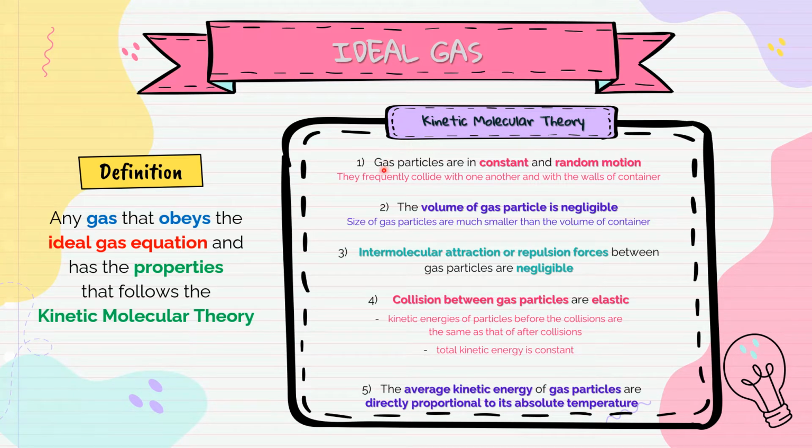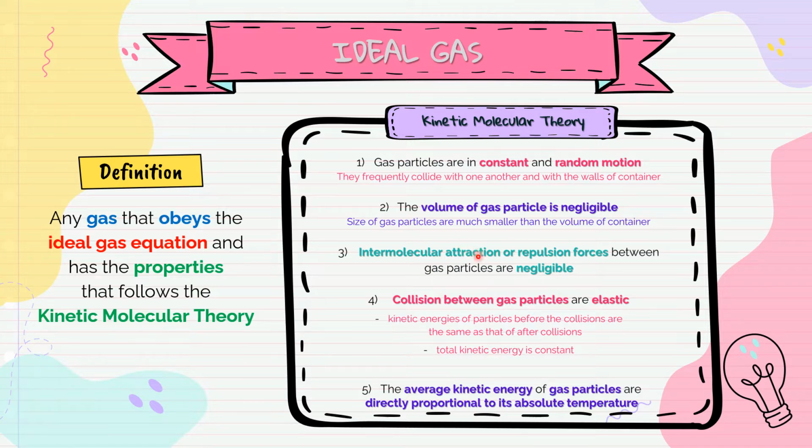Yang mana kita kata gas particle constantly moving in random motion. Okay, kemudian volume of gas particle is negligible. The intermolecular forces attraction is also negligible. Collision between gas particles are elastic, and the average kinetic energy of gas particle are directly proportional to its absolute temperature.